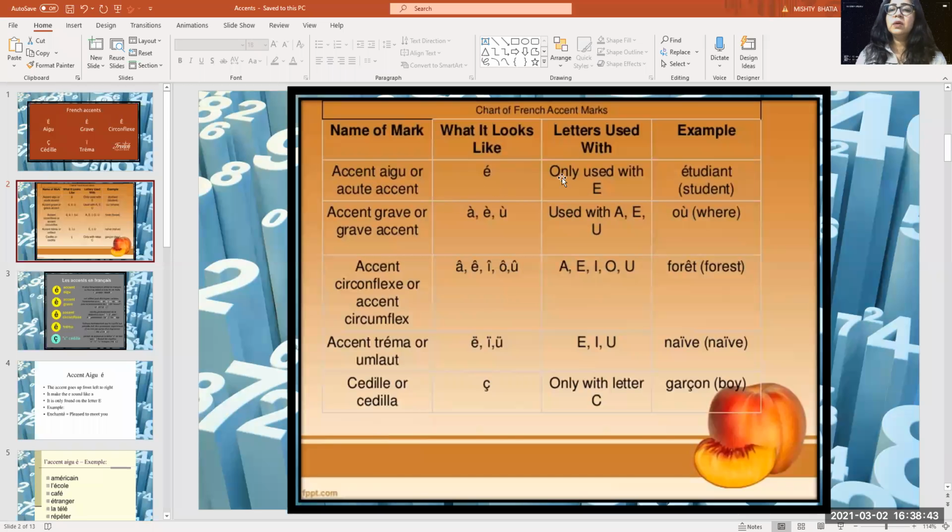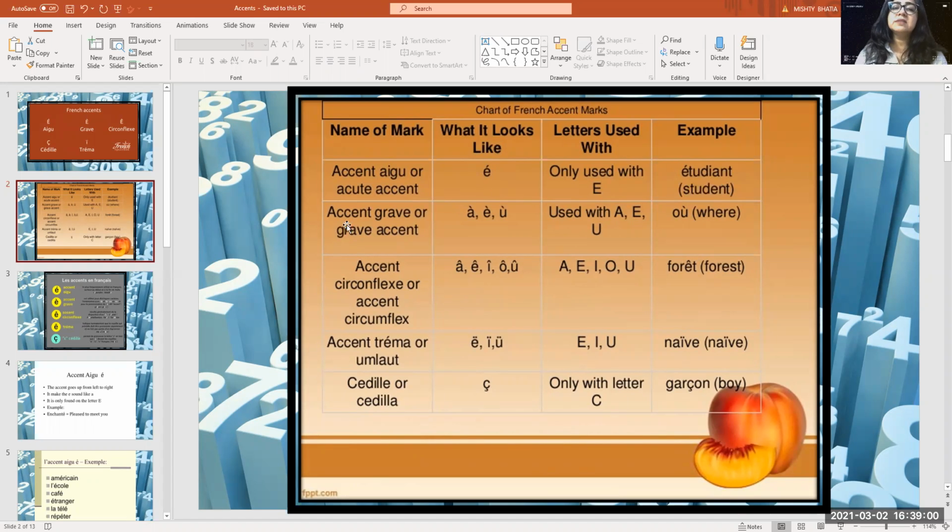Letter E only, so it is only used with E. For example, étudiant. How does it sound? This sounds like "ay". Étudiant, okay.